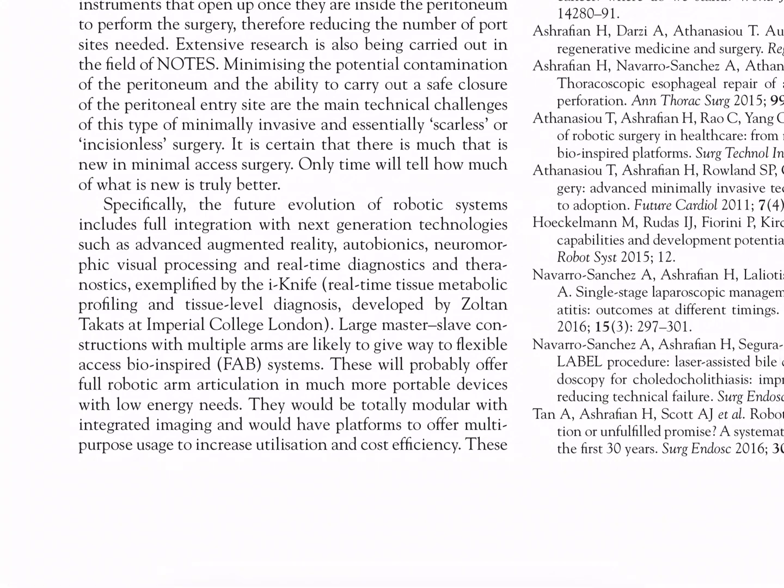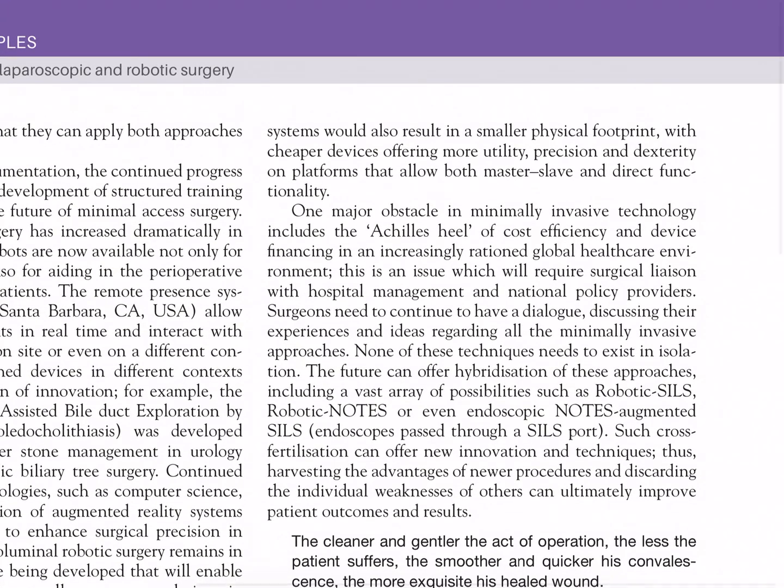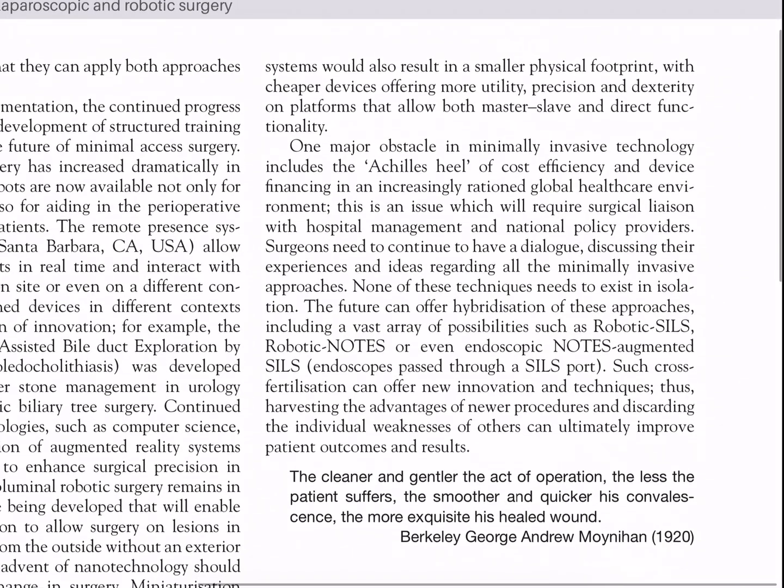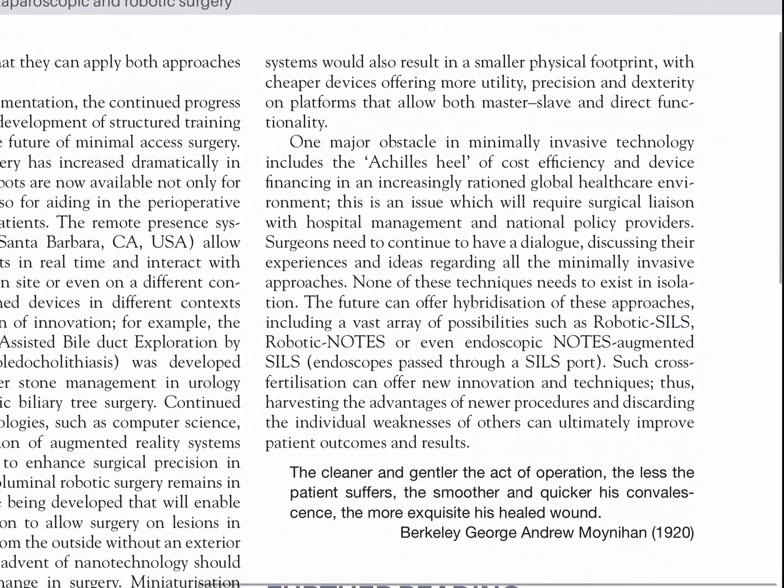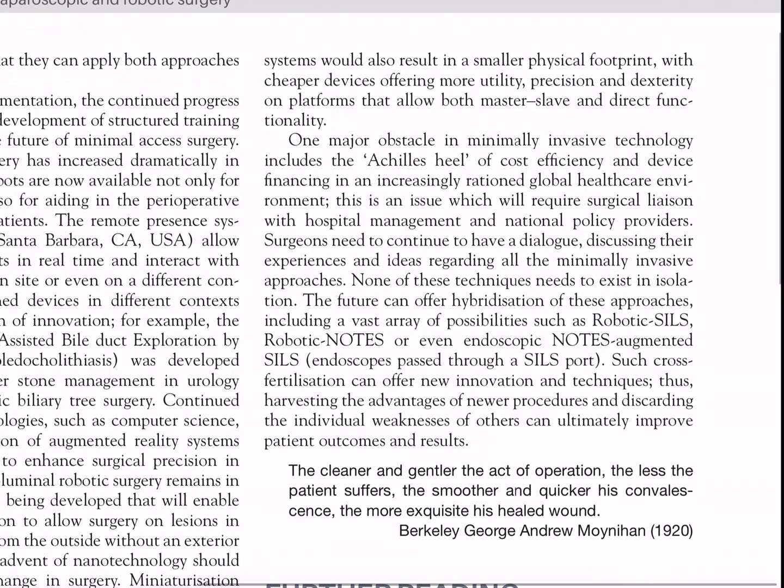Large master slave constructions with multiple arms are likely to give way to flexible access bio-inspired systems. These will probably offer full robotic arm articulation and much more portable devices with low energy needs. They would be totally modular with integrated imaging and would have platforms to offer multi-purpose usage of increased utilization and cost efficiency. These systems would also result in a smaller physical footprint with cheaper devices offering more utility, precision and dexterity on platforms that allow both master-slave and direct functionality.